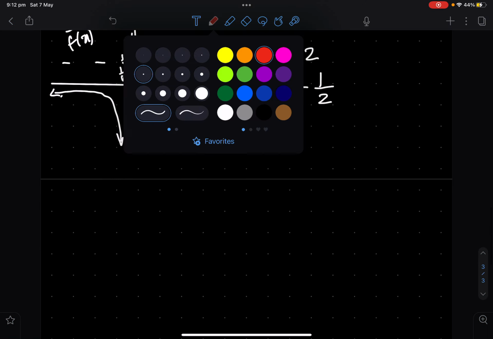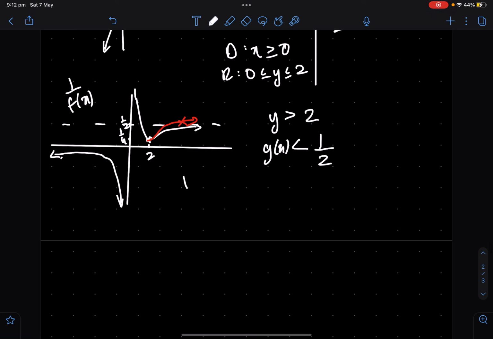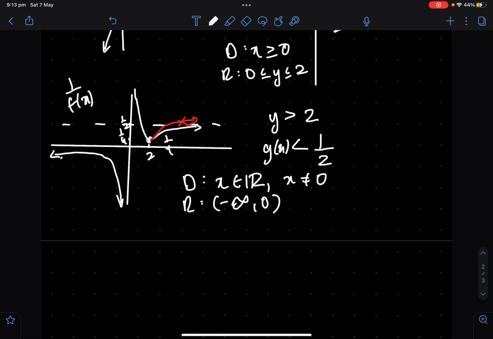And our final function would be, I have not done the domain of this. The domain of this very function would be x is a subset of all real values. However, x cannot equal 0. And our range, we will say our minimum value that we calculated here was a quarter. So we will say it is from negative infinity to 0. It can't approach 0 because there's an asymptote there.